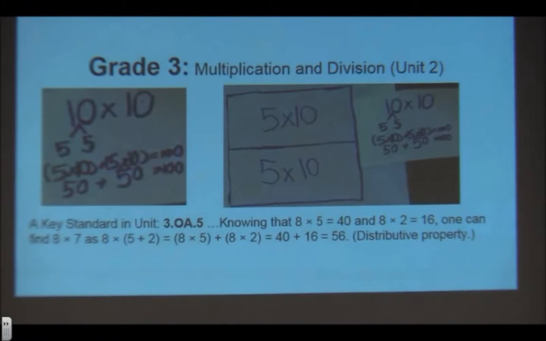So Noah saw this shape, and what's the area of this shape? 10 times 10. So that was hard to figure out. How'd you make it easier? I broke it up into 5 times 10 and 5 times 10. Okay, and what'd you learn from that? It was 50 and 50, and I added it together, and the sum was 100. So 10 times 10 is? 100.